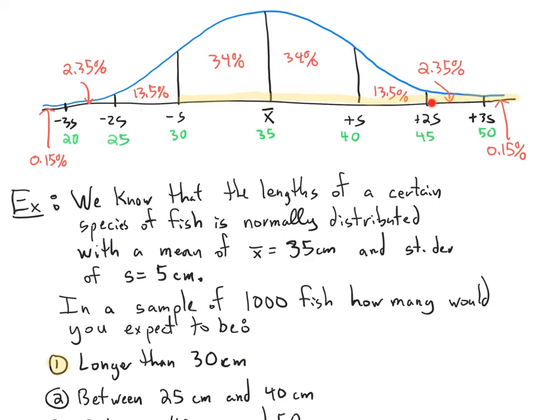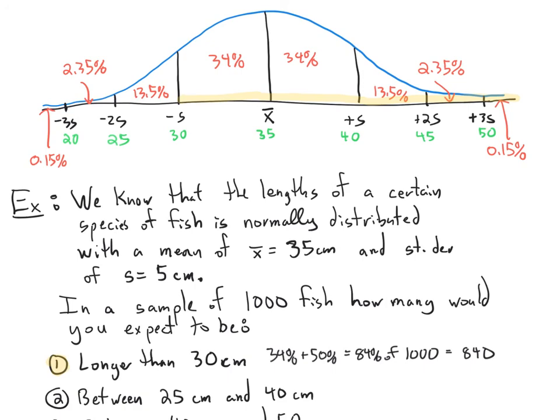So what you can do, you can either add up all the sections, 34 plus 34 plus 13.5 plus 2.35 plus 0.15, but remember that everything on one side of a normal distribution is 50%. So in this half is 50% of the data. So I know that these definitely add up to 50%, and I just need to add this 34 here. So this is going to be 34% plus 50%, which is 84% of our data. But remember, our data is 1,000 fish, so we take 84% of 1,000, and that is, of course, 840 fish we would expect to be longer than 30 centimeters.